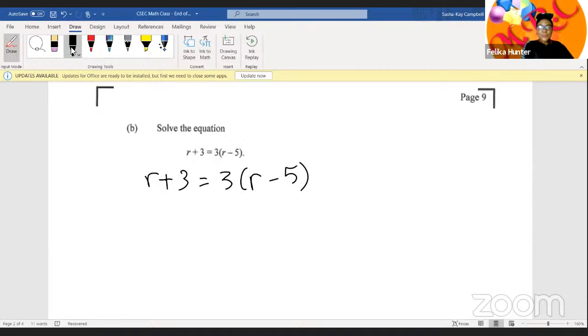And for this question, we see a bracket. And coming from BODMAS and BOOMDAS and PEMDAS time, we know that we're supposed to remove that bracket. So we're going to go ahead and we're going to say 3 times r gives us 3r, and 3 times negative 5 gives us negative 15. Quite easy, don't you think? Yes, it is. And what is on our left hand side remain untouched. So we'll put it there.